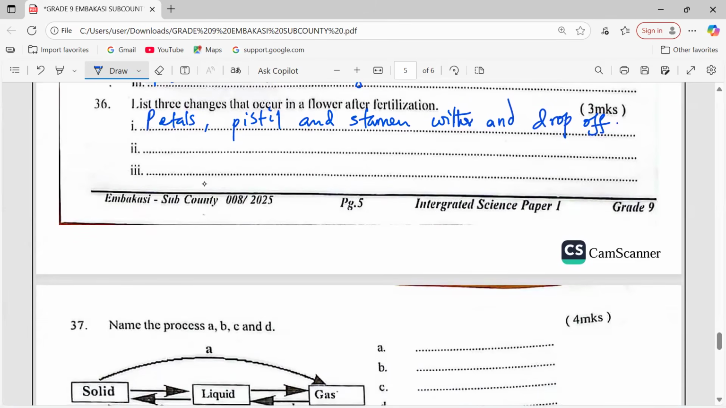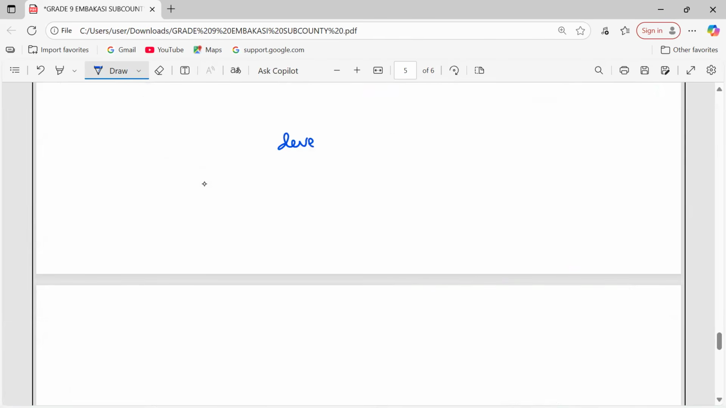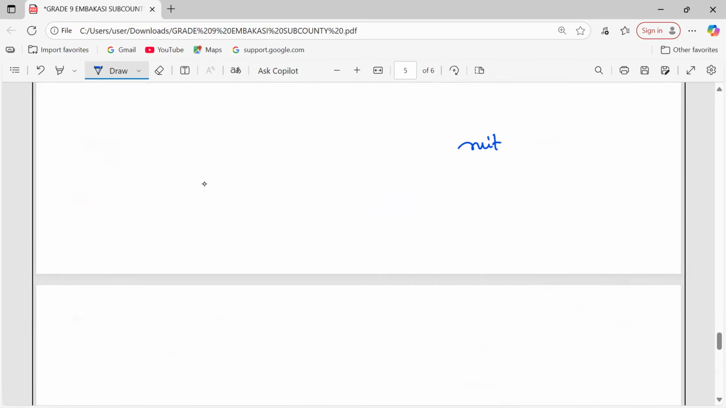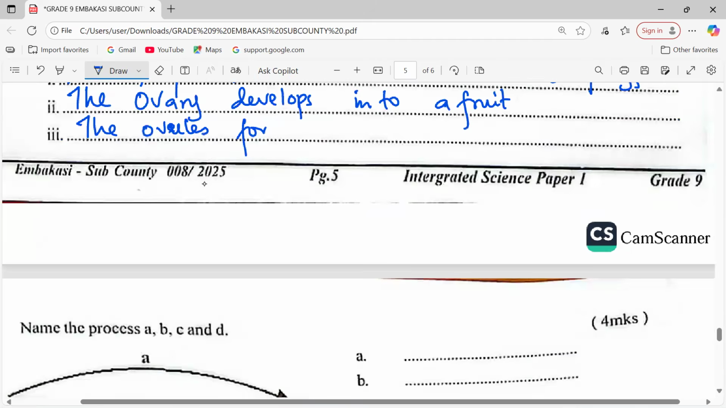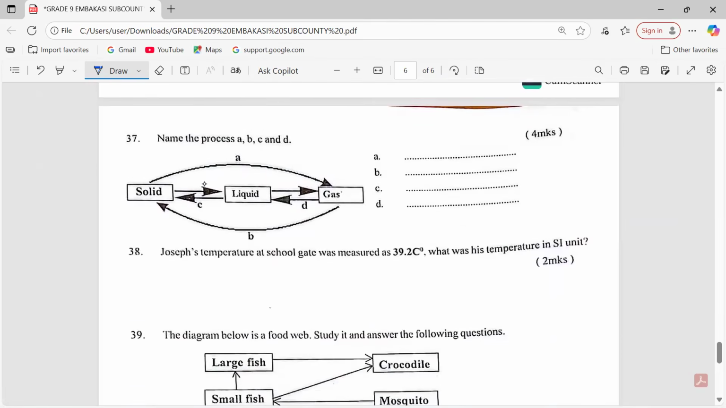The ovary develops into a fruit. And the ovules form seeds. Yeah, the ovules form seeds.